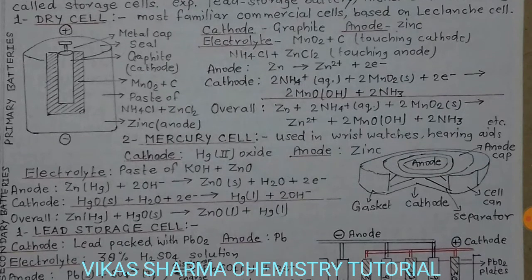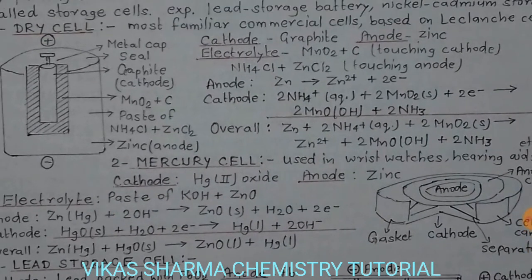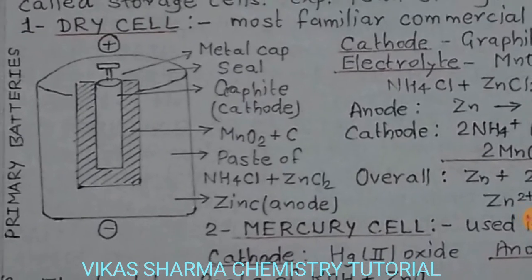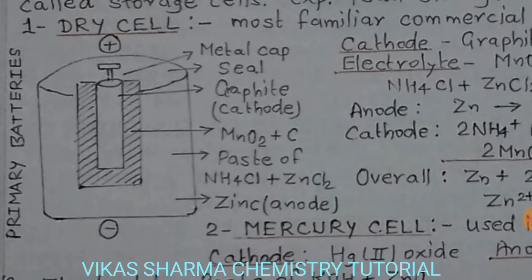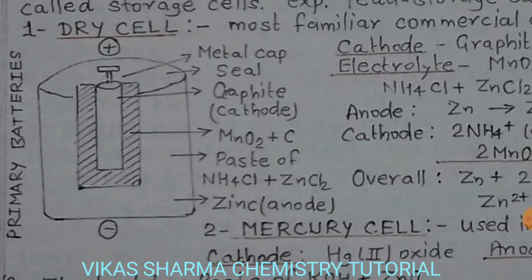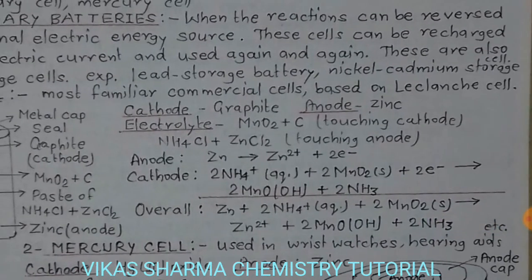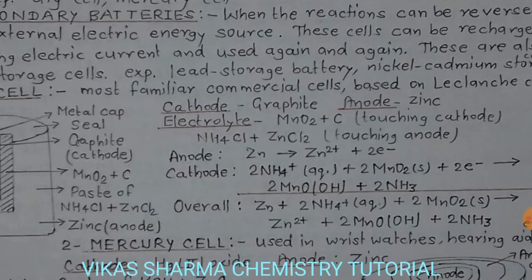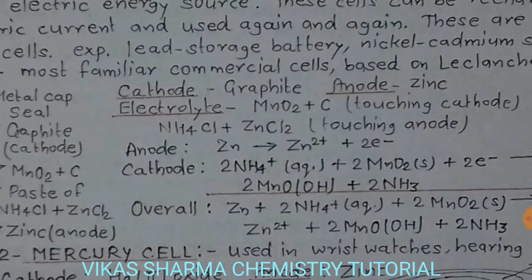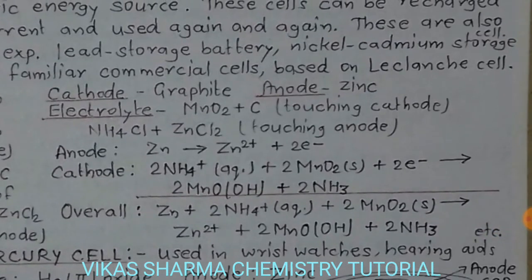First we take the primary battery structure, the dry cell. If you have seen the display, it has positive and negative metal capsules, with graphite as the cathode, MnO2 plus carbon, and a paste of ammonium chloride plus zinc chloride, and zinc acts as the anode. In a dry cell, the most familiar commercial cell, based on the Leclanche cell, the cathode is graphite, the anode is zinc, and the electrolyte MnO2 plus carbon is touching the cathode, NH4+ plus ZnCl2 is touching the anode.